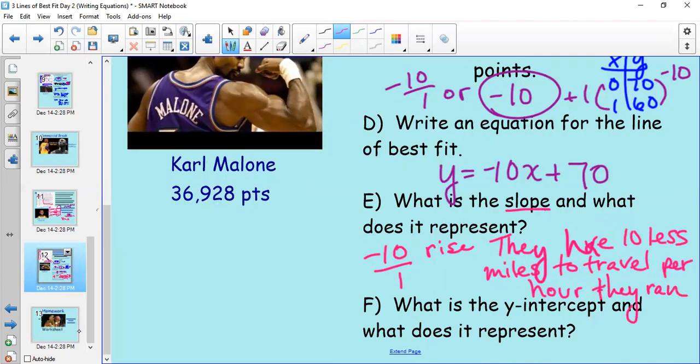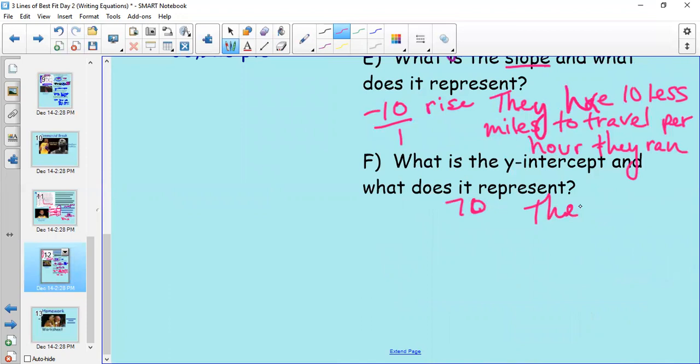And last question here, what is the y-intercept and what does it represent? The y-intercept is 70. And that means that they started with 70 miles to go.